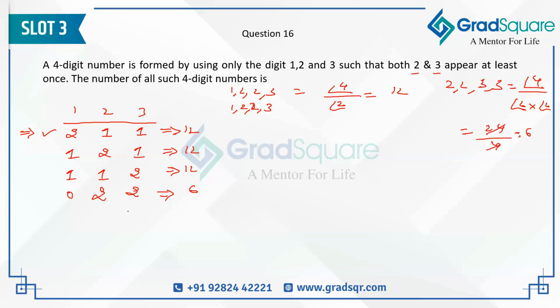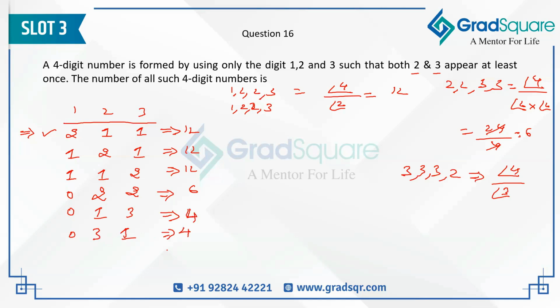Now, there is another possibility that you take 3 times the digit 3, 1 time the digit 2, and 0 times the digit 1. This means what kind of numbers you are looking at? You are looking at the numbers 3, 3, 3, 2. How many such numbers are possible? 4 factorial by 3 factorial. So 4 numbers are possible over here. Now, another possibility is 0, 3, and 1. That will also give you 4 numbers, right?